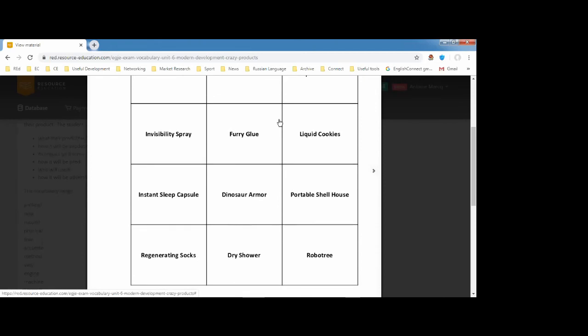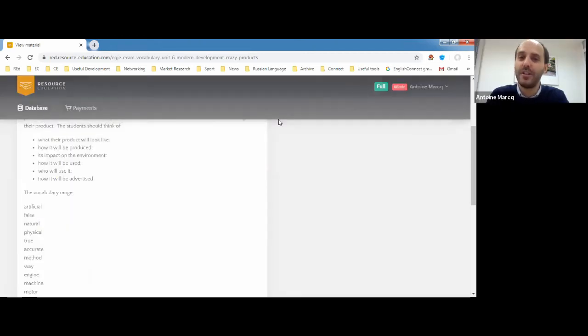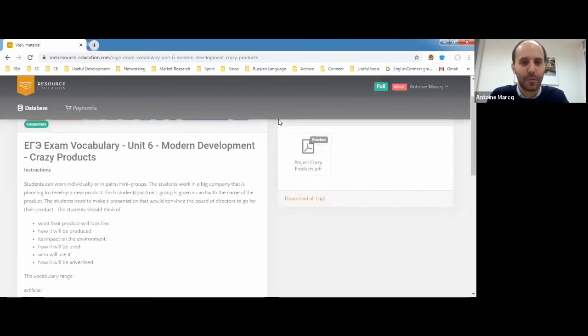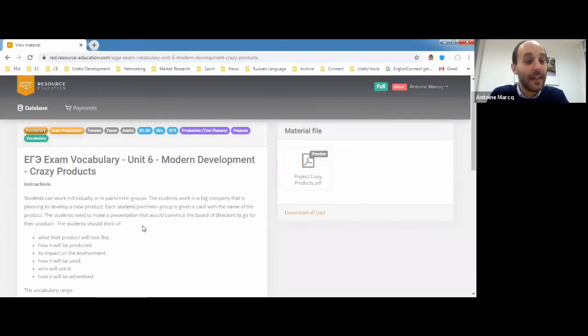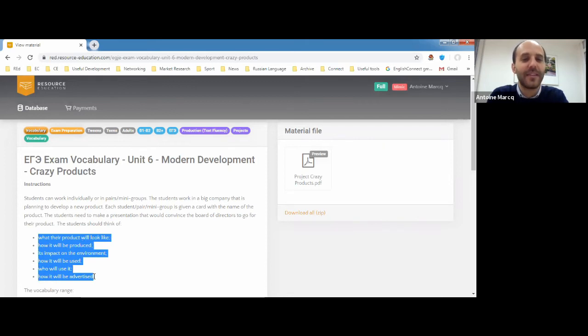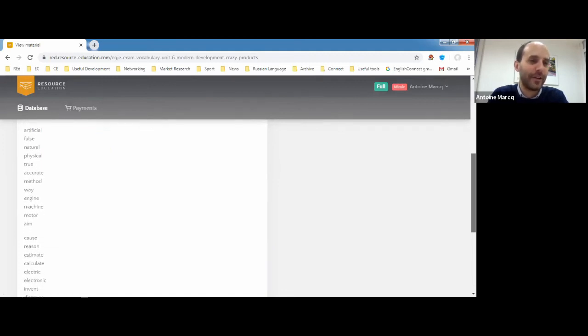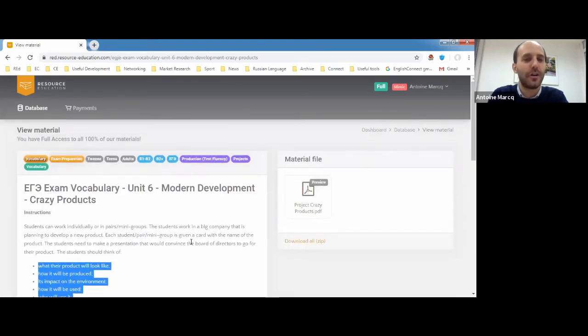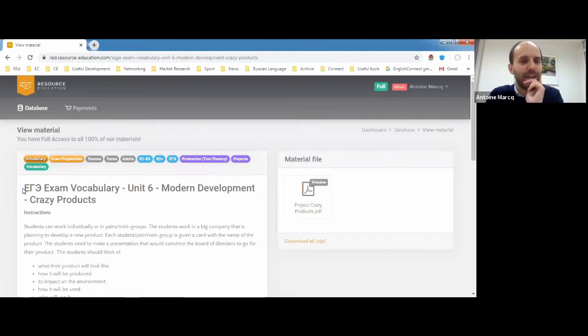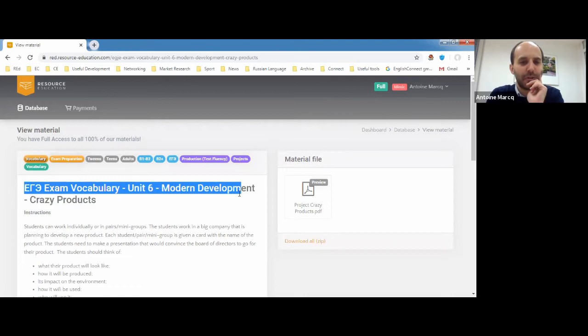So there are a lot of different crazy products like that. We just give them a quick description of what the product is. The students will think of all these things, and this is where they have a great opportunity to practice this vocabulary. This is the vocabulary range. It's in the instructions of every activity that has this label at the beginning, YIGA exam vocabulary, unit 6, modern development.